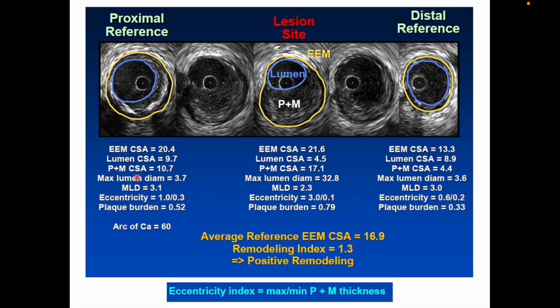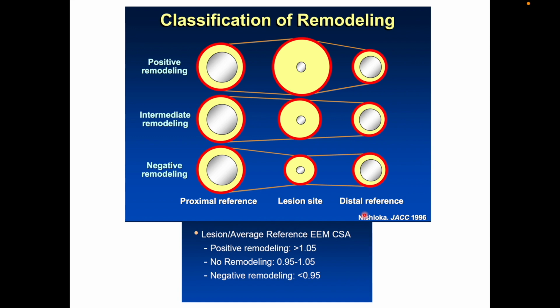Now you can also calculate the lumen cross-sectional areas, the plaque plus media cross-sectional areas, maximum lumen diameter, minimum lumen diameter, eccentricity indexes, plaque burden, and the arc of calcium, how much the calcium arc is. You calculate all of this. Now again, to show you the concept of remodeling, you can see positive remodeling, that at the site of the lesion it is even bigger than the proximal reference segment. What is negative remodeling? That at the site of the lesion it is even smaller than the distal reference segment. This is positive and negative remodeling.